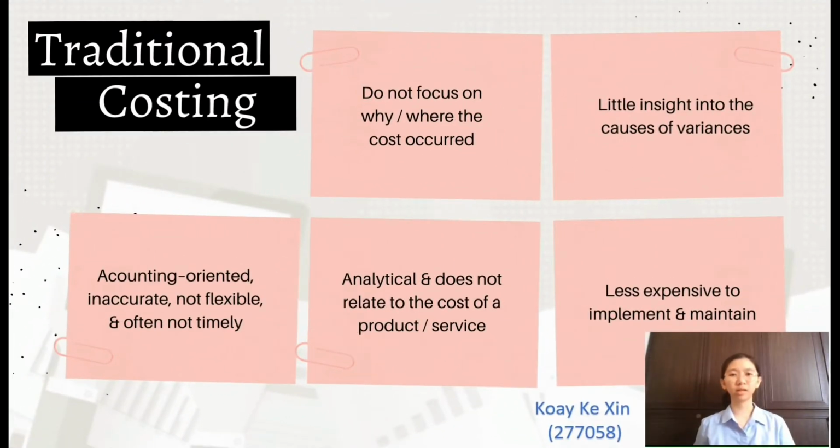In traditional costing, there is a certain amount of estimation in allocation. The costing system does not focus on why or where the cost occurs. Generally, there is little insight into the cost variance. The reporting methodology is accounting-oriented, inaccurate, not flexible, and not often timely. The operational manager often cannot understand it, since it is very analytical and not related to the cost of a product or service. Lastly, this costing system is relatively less expensive to implement and maintain.